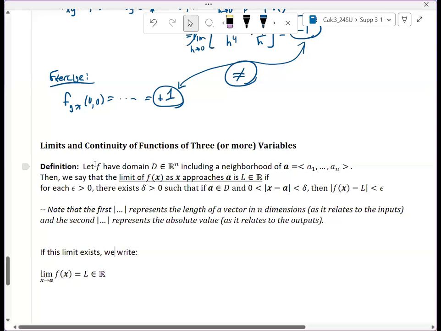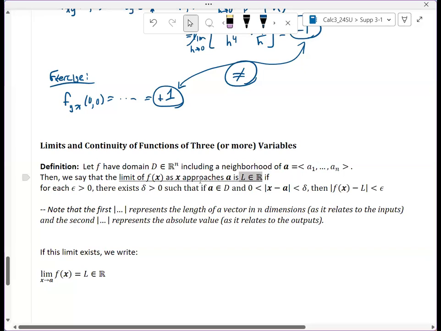So here, our definition: let f have a domain D subset of Rn, n can be 3 or more, and suppose it includes a neighborhood of the vector A in Rn. A has components a1 through an. Then we say the limit of f of x as x approaches a. Here we have a vector x being input, an n-dimensional vector. The n-dimensional vector x approaches the n-dimensional vector a. We say the limit of that is L, a real number, because we're talking about an output of f. F gives a real number as output, but takes multiple variables as input.